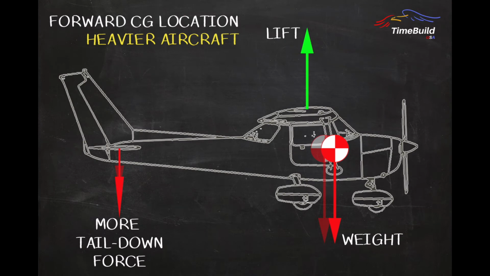As the CG moves forward, a larger tail-down force is required to offset the greater nose-down tendency. Whether the pilot chooses to hold more nose-up elevator pressure or trims the aircraft, the result is the same. More downward lift from the tail is generated, which is equivalent to hanging a weight from the tail, making the aircraft heavier.